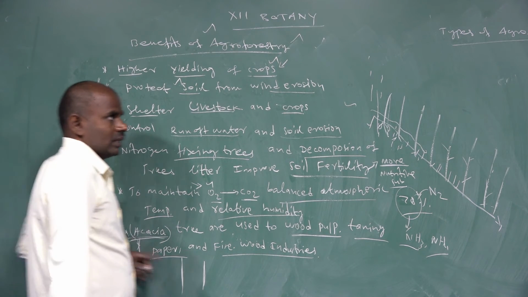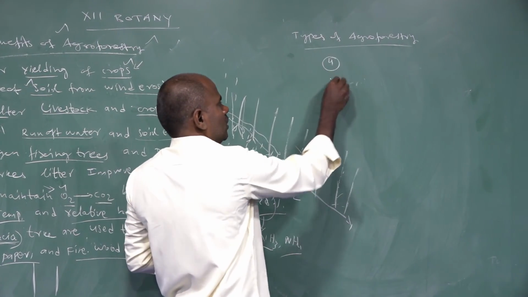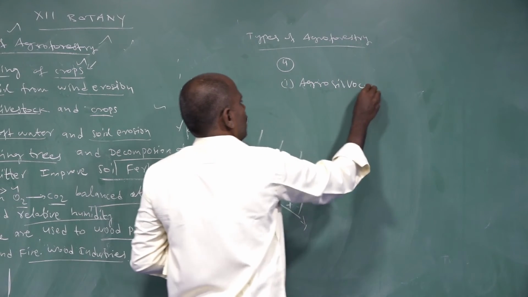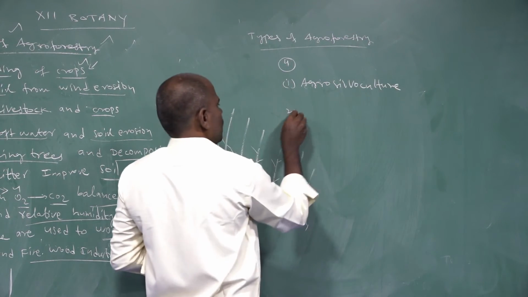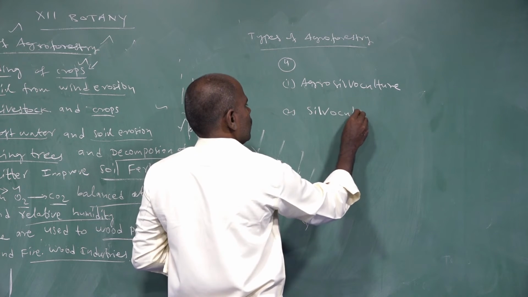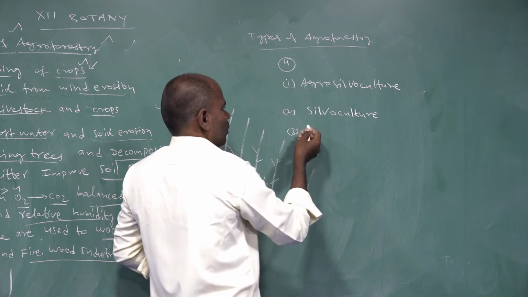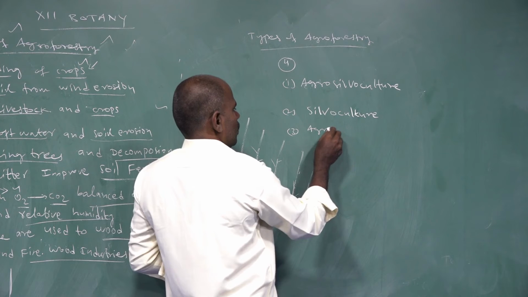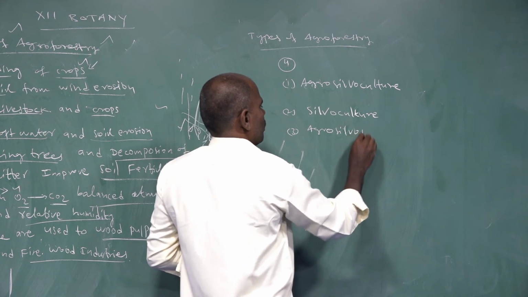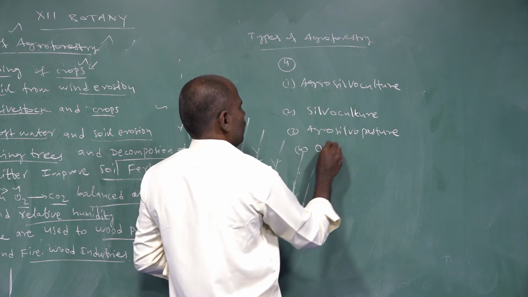The next one is the types of agroforestry. There are four types of agroforestry. The first one is silviculture. The second one is silviculture. And the third one is silvopastures. And the fourth one is other systems of agriculture.